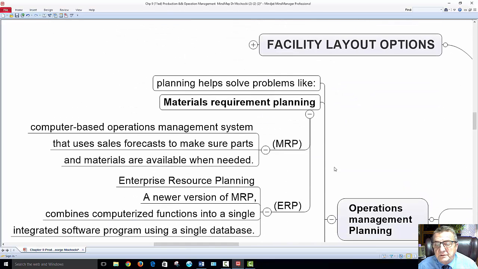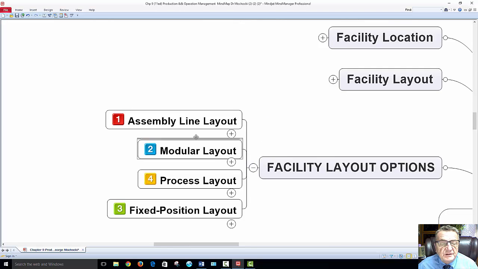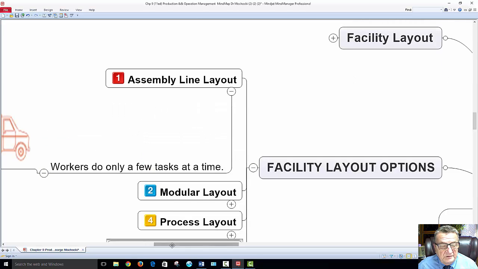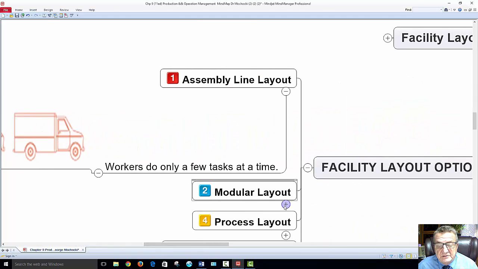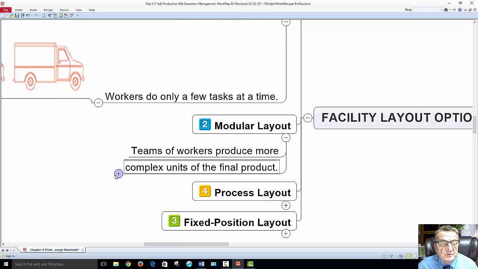Okay? So we took care of that. Now the other one, you're looking at the facility layout. If I look at the assembly line layout, it's going to make sense. A little slow because I got it larger. Workers do only a few tasks, right? So this is a single layout. Nice picture. Modular layout: teams of workers produce more complex units.